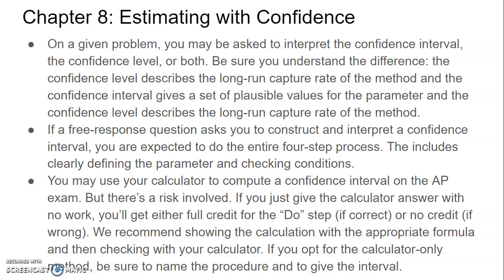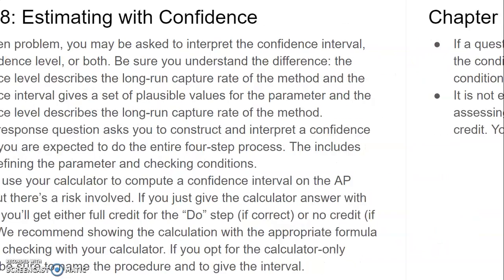But again, notice what the last piece says. You may use your calculator to do confidence intervals, but there's a risk. If you give the calculator answer with no work, you'll either get full credit for the do step or no credit if you're totally wrong. So make sure that you always also add the name of the procedure and give the interval, because they're always looking for some sort of work to make sure that you really understand.